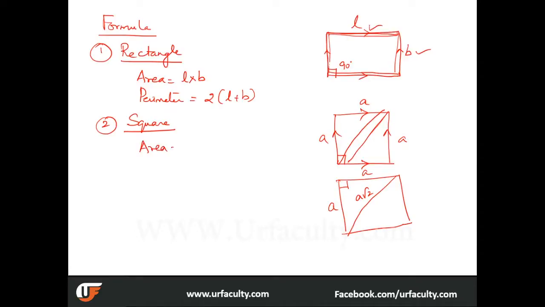Area of a square is equal to A square. Perimeter is equal to 4A, the sum of all the sides. Diagonal is equal to A root 2.